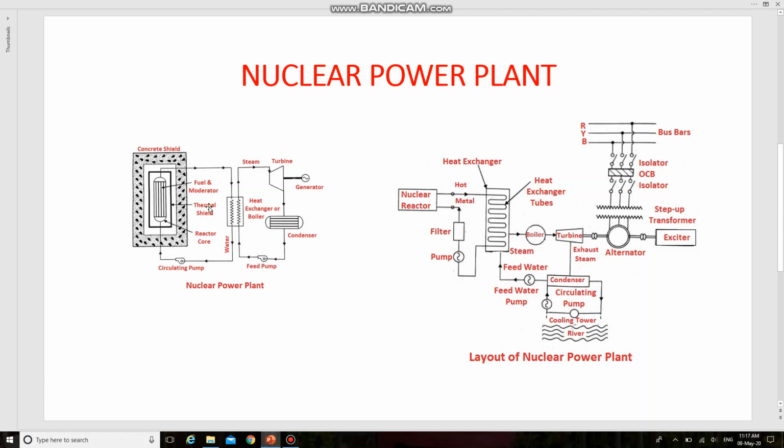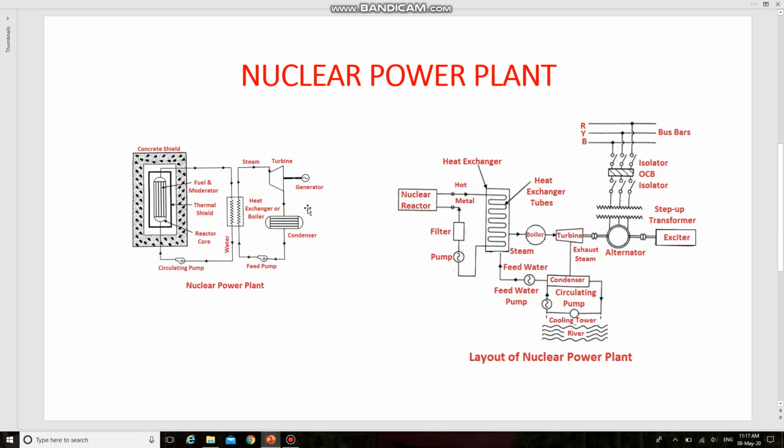The heat is generated in the reactor by the fission reaction. The coolant in the primary circuit gets heated by absorbing the heat and enters the heat exchanger. In the heat exchanger, the feed water is heated and converted into steam by the hot coolant by means of heat transfer. The steam from the heat exchanger enters the turbine, and the turbine is connected to the generator, which generates power.